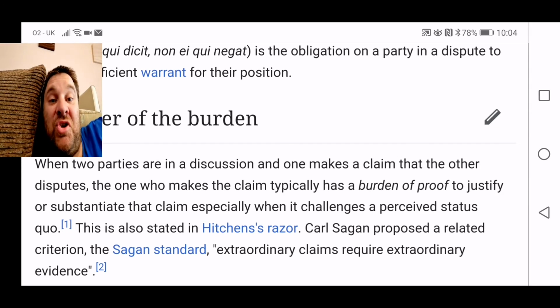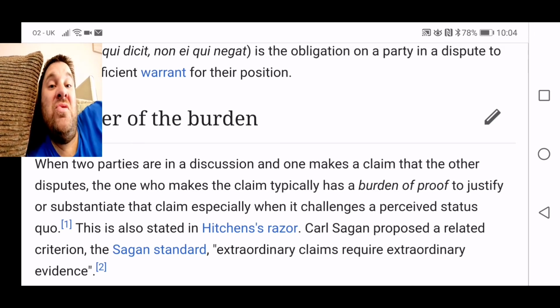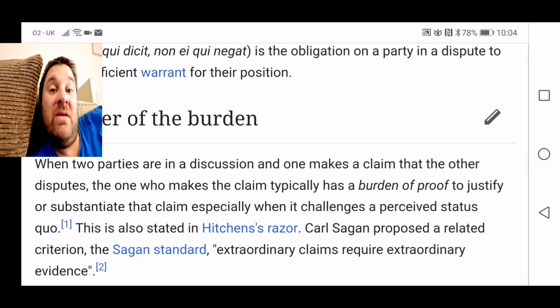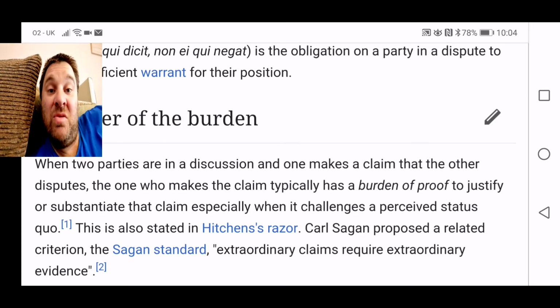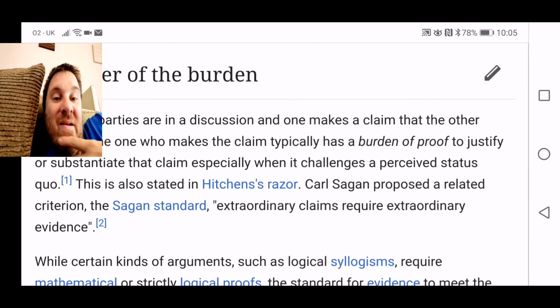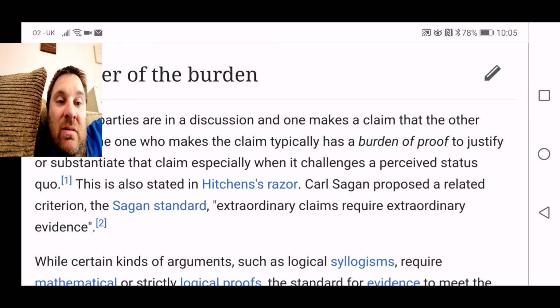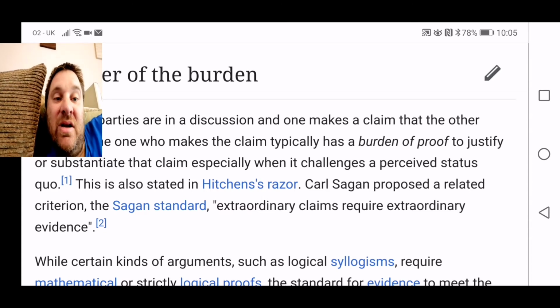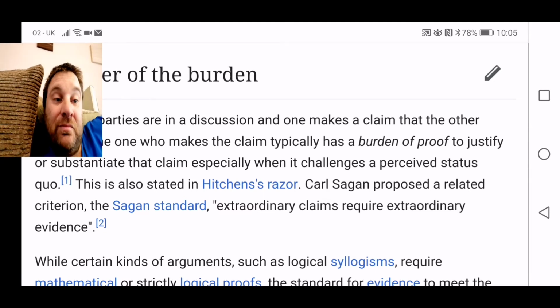It's not on anyone else to disprove the claim, and when they say, well, what have you done to be able to deny the claim? It's not important what I've done to deny the claim. What's important is the burden of proof is on you. So prove your claim. Show it practically. This is also stated in Hitchens's Razor. Carl Sagan proposed a related criterion, the Sagan standard: extraordinary claims require extraordinary evidence, or proof.